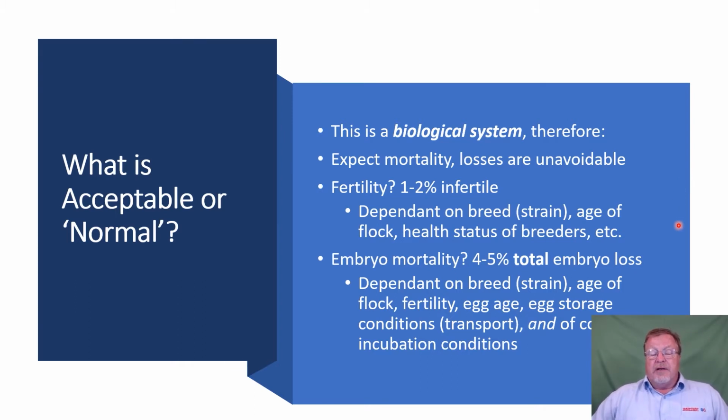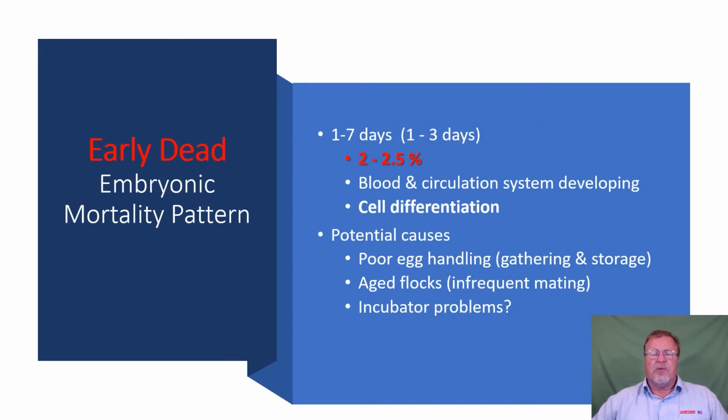Embryo mortality, 4 to 5% total embryo loss will be incurred. Again, depending on breed strain, age of flock, fertility, egg age, storage conditions, incubation conditions, certainly. But in the best case scenario, we're still going to have 4 to 5% total embryo loss. And so that's kind of our normal that we want to look for. When do these losses occur?